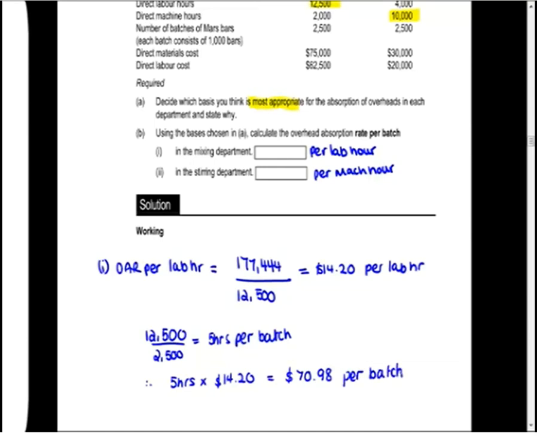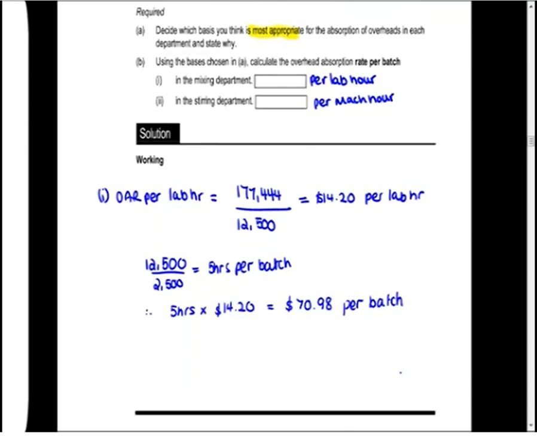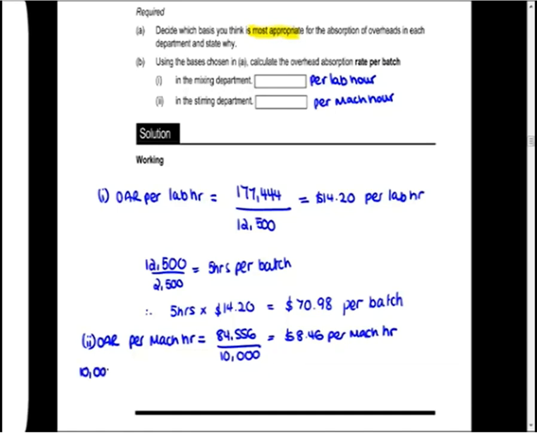For the stirring department, we're going to do the same thing, but instead of basing it on labour hours, we're going to base it on machine hours. So we've got 84,556 of overheads, and we've got 10,000 hours. So that gives us a rate of $8.46 per machine hour. And each one is going to take 4 machine hours. We've got 10,000 hours and 2,500 batches.